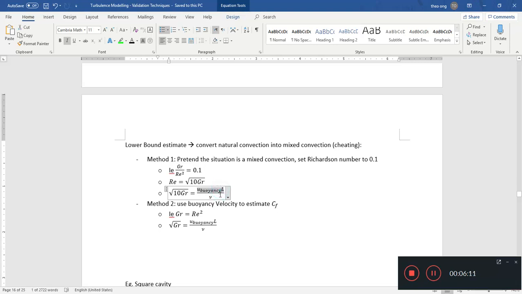Okay, we do this kind of calculation for this buoyancy velocity. After that, we use this buoyancy velocity, or this Reynolds number equivalent, as a substitute for the Reynolds number for natural convection. We plug it into one of those standard wall friction coefficient estimates. So what we are assuming is basically that your buoyancy velocity is the free stream velocity equivalent.